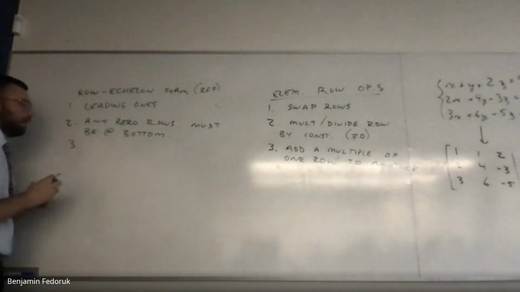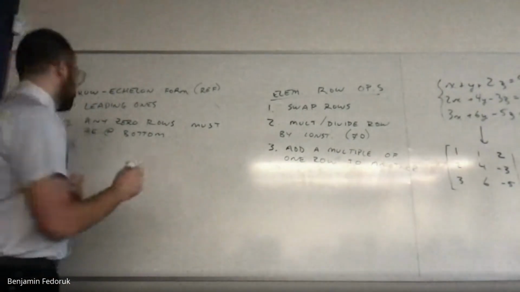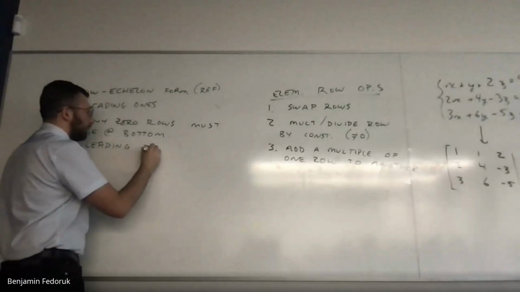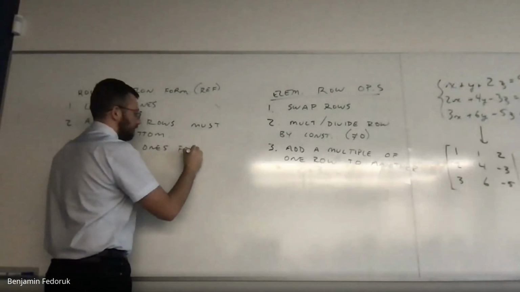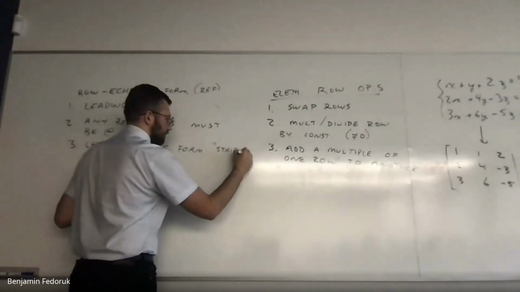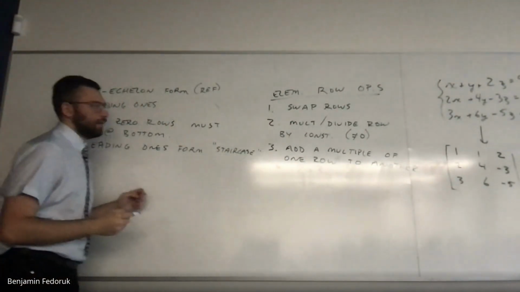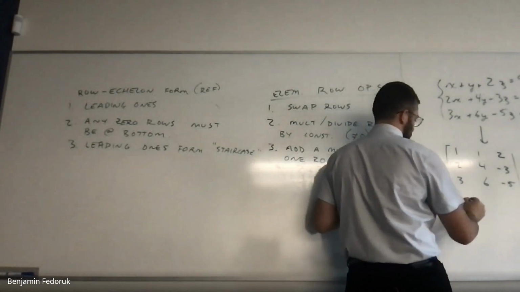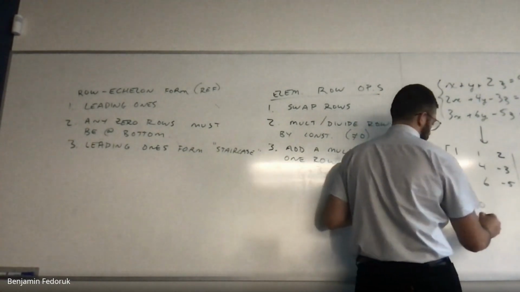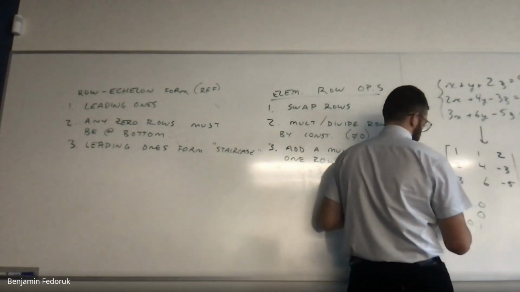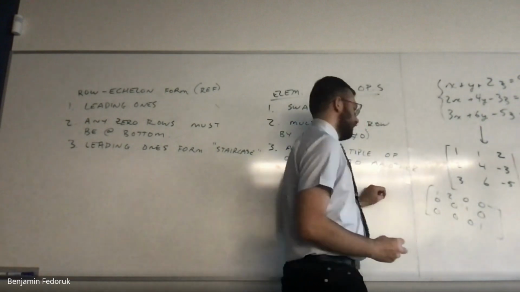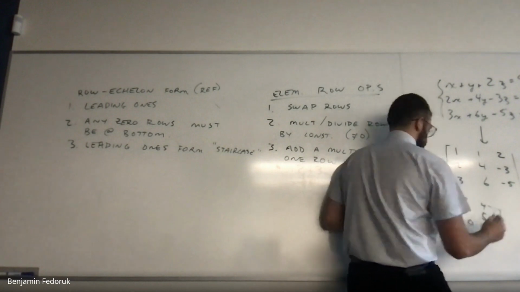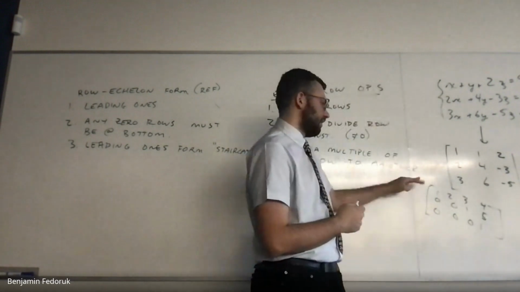3 is, let me double check. Oh yeah, I phrase this kind of weirdly, but leading ones form like a staircase. Meaning that like, you have like a matrix that's like, say that I'm looking at something like this. Maybe I'll change some of these numbers a little bit. Something like that. This is a 3x4 matrix.